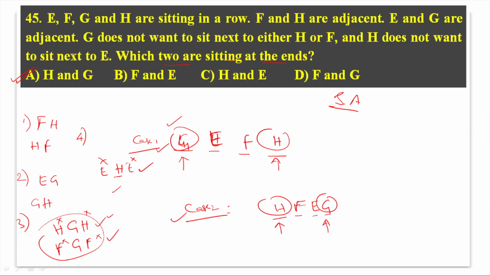I hope you understand this question. This will be a very easy question. All you need to do is write the given data like this, and then analyze the different possibilities here.